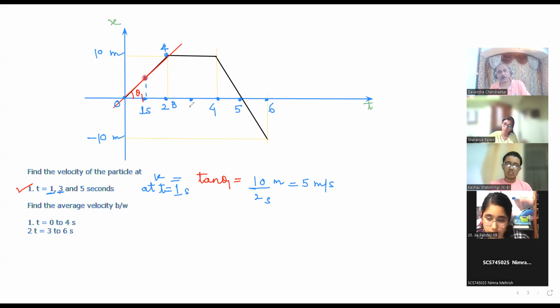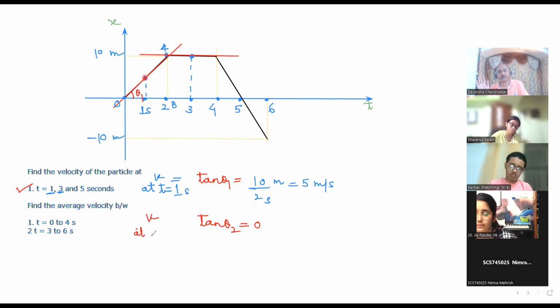Up to 3 seconds. Where is the corresponding point on 3 seconds? What is the corresponding mark on 3 seconds on this curve? This is the point. Now, draw the tangent. Again, it will coincide with the line. What is the slope of this tangent? By looking at it only, we can say that tan theta 2 is 0. Yes or no? Because it is making an angle of 0 degrees with the x-axis. So V at t is equal to 3 seconds is what? 0.